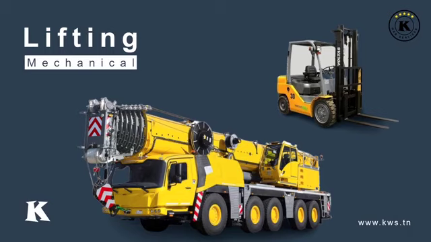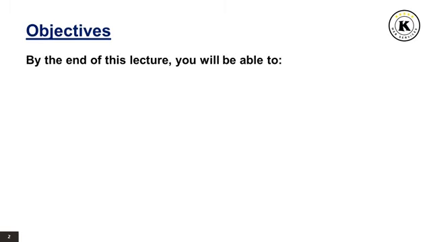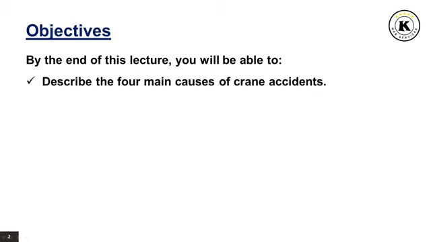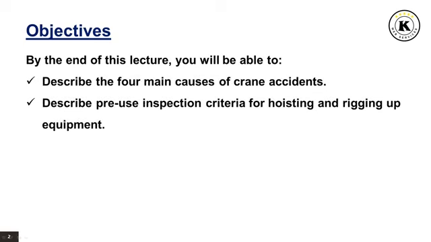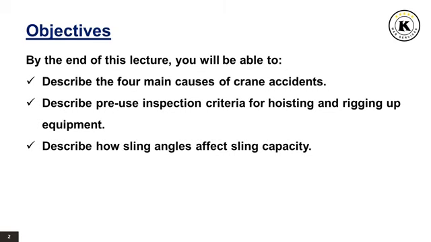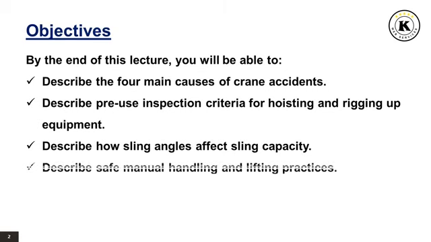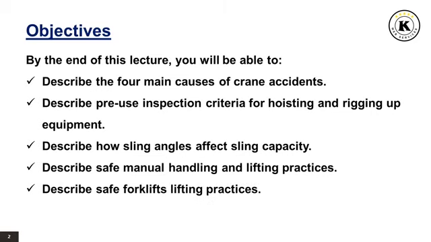Mechanical lifting. By the end of this lecture, you will be able to describe the four main causes of crane accidents, describe pre-use inspection criteria for hoisting and rigging up equipment, describe how sling angles affect sling capacity, describe safe manual handling and lifting practices, and describe safe forklift lifting practices.